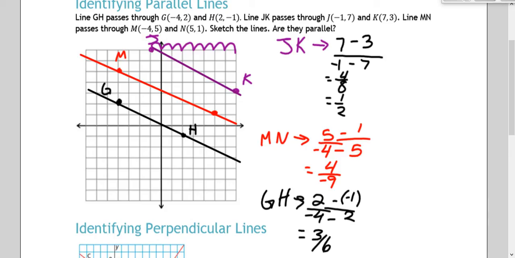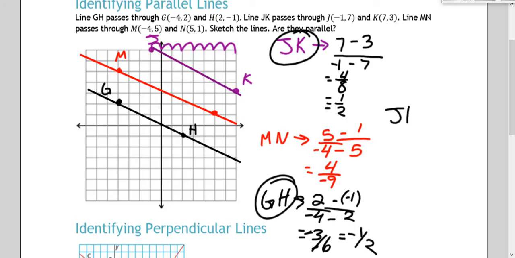3 and 6, which gives us, there should be a negative in here. I think right there. There should be lots of negatives in here. This guy should be negative. These should all be negative. Yeah, so this should be -1/2. So we know that JK and GH are parallel. So we say that by saying JK is parallel to GH.